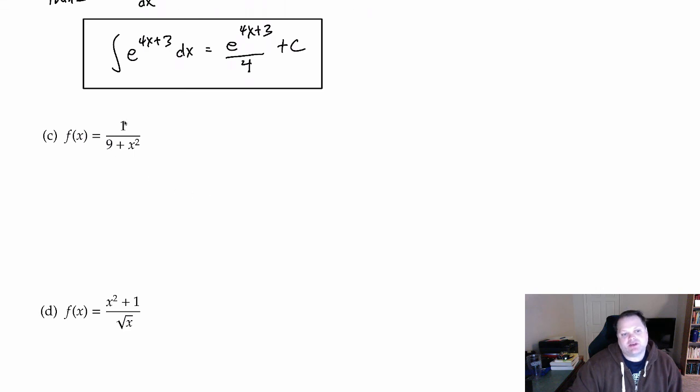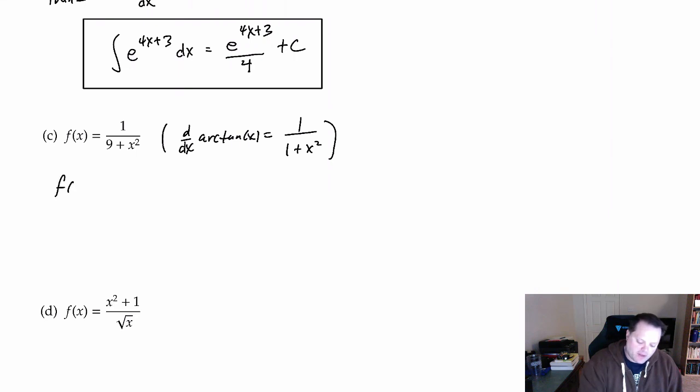So if I look at C, I've got 1 over 9 plus x squared. I know from what I just looked at a second ago, the pairing that I had, the derivative of arctangent is 1 over 1 plus x squared. So this thing is kind of like this, but I need a 1 here. So it would probably be worth my effort to divide the top and bottom by 9. So let's do that.